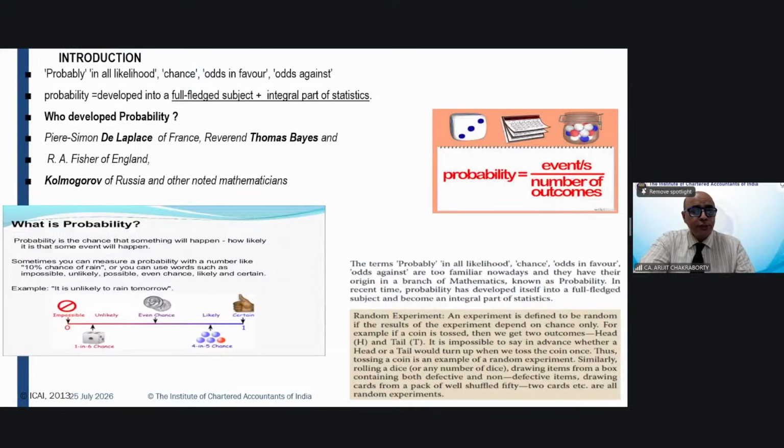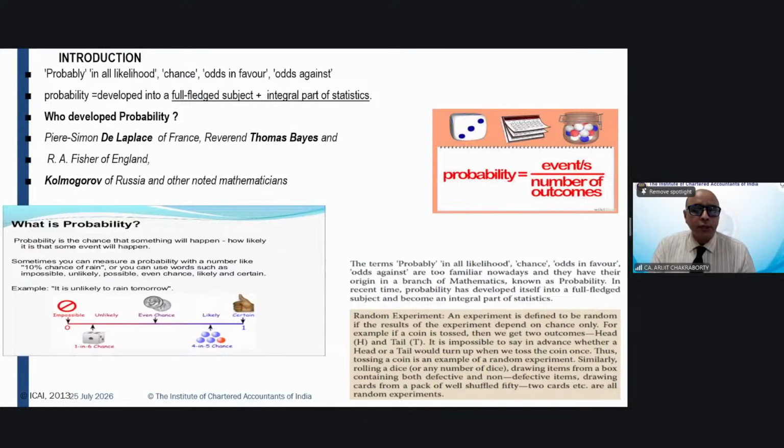So this is random, which means the results of the experiment depend on chance. The ICAI study material has cited the example of coin tossing. And see the logic, please. It clearly says that before you toss the coin, it is impossible to say in advance whether a head or a tail would turn up when you toss the coin once. So tossing a coin is simply a random experiment, because it is not possible for you to say with certainty that you will get a head or a tail when you toss a coin once.